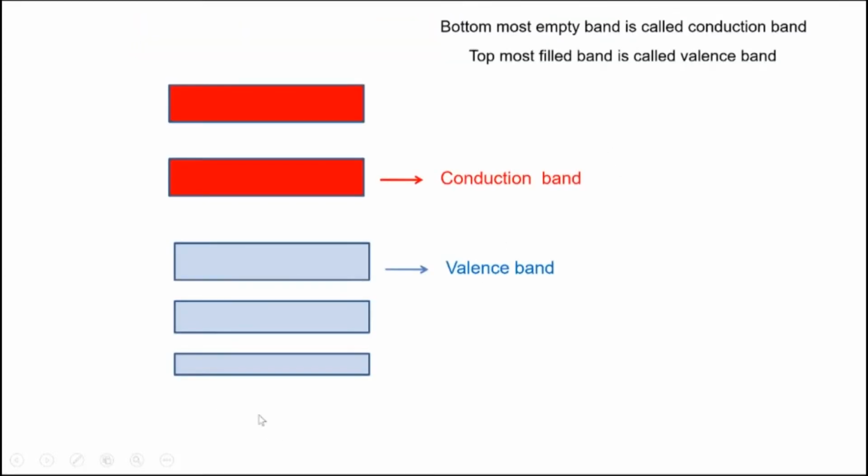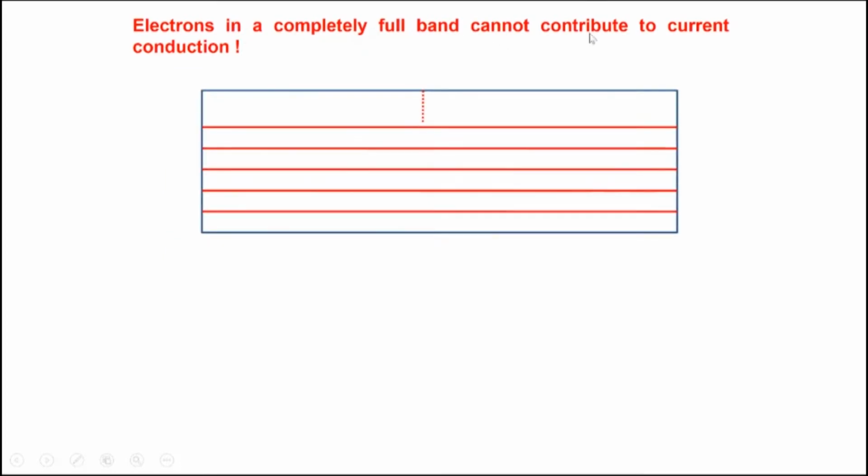So you may be wondering, I have all these electrons here, and if I apply an electric field, these electrons should move and contribute to current. But it turns out there is an interesting thing that happens when electrons exist in bands like this: although there are a lot of electrons in this band, when you apply an electric field, these electrons are useless. They cannot give rise to any current. So that's an interesting point to look at. Electrons in a completely full band cannot contribute to current conduction.